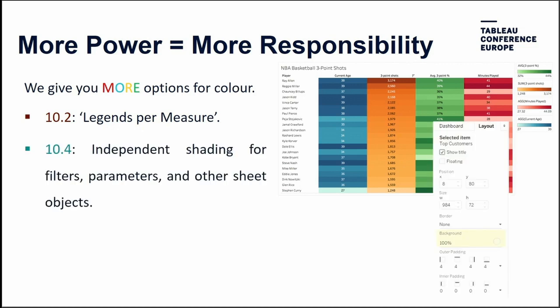In 10.4 we introduced the concept of independent shading for filters, parameters, and other sheet objects. All of a sudden you have more options for color. You can add color in places that you couldn't before.